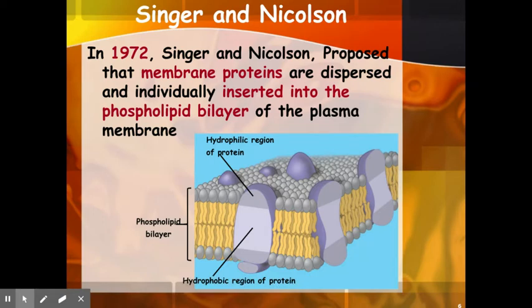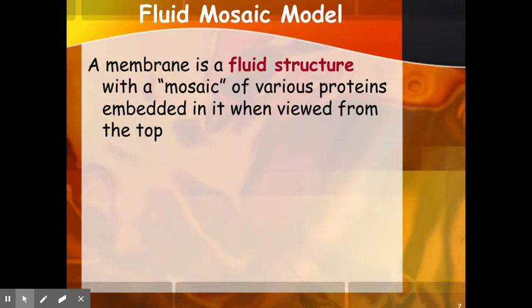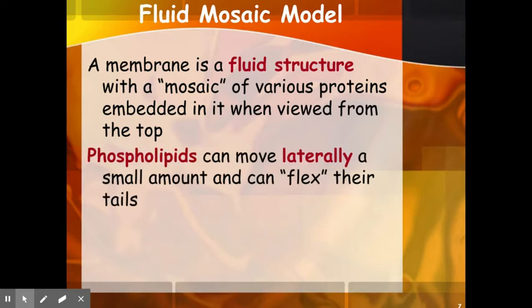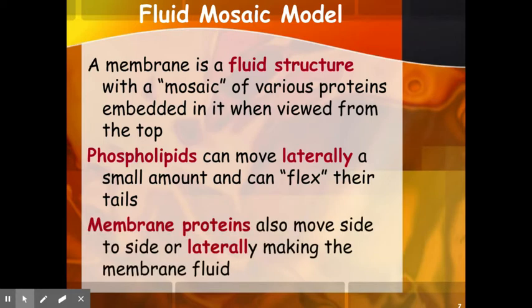So Singer and Nicholson are the first ones that were able to really visualize this in a freeze frame, but we're not going to get into that too much. The membrane is what we would call a fluid structure with a mosaic of various different things embedded in it. And phospholipids can move. They do have some flex in their tail too, which allows some fluidity, allows some motion. And membrane proteins also move side to side and laterally as well.